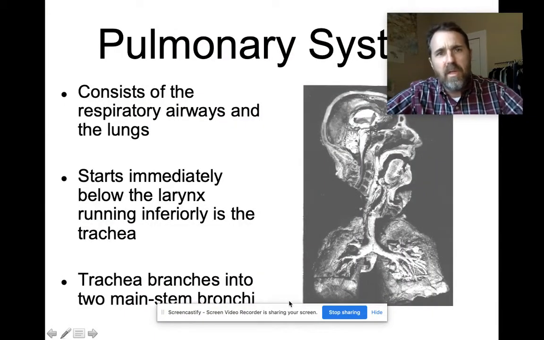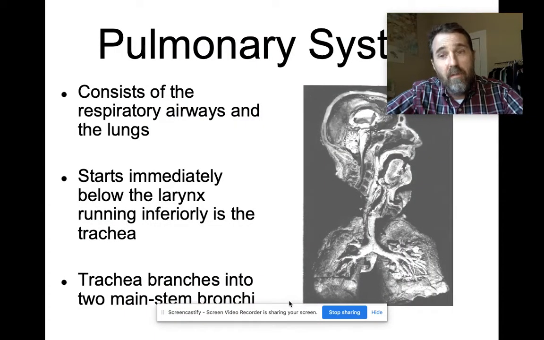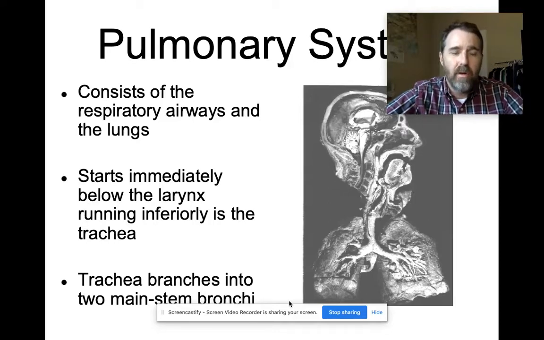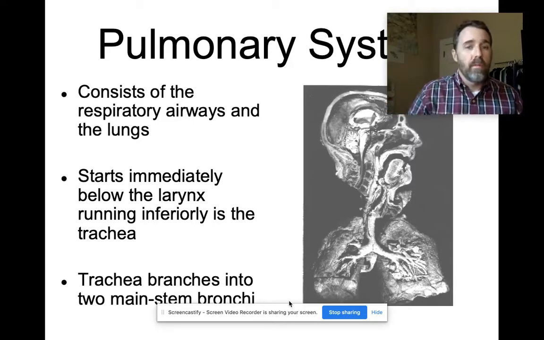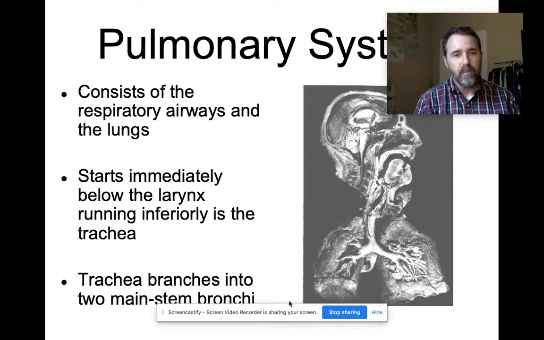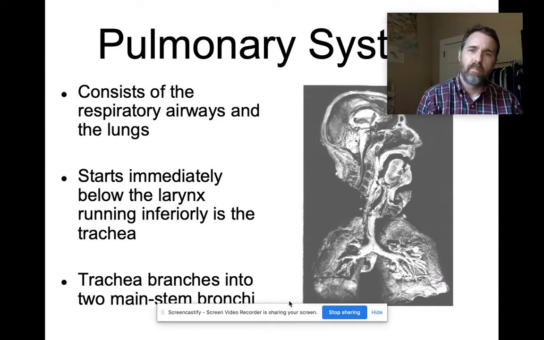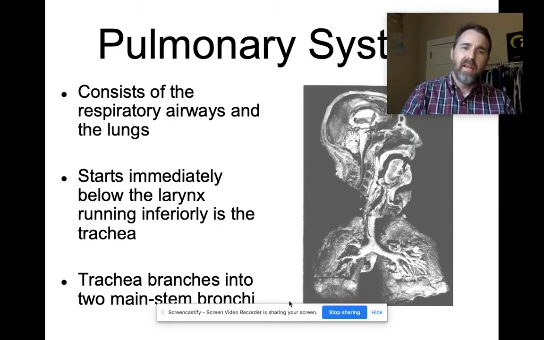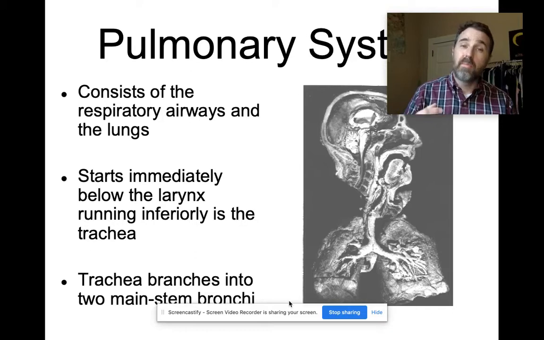All right, so let's start with the soft tissues of the thorax now that we have gone through the bony thorax. So let's start with the pulmonary system. And this is your respiratory airways and your lungs. Airways meaning the passages, the tubes that carry the air through your body to the lungs.